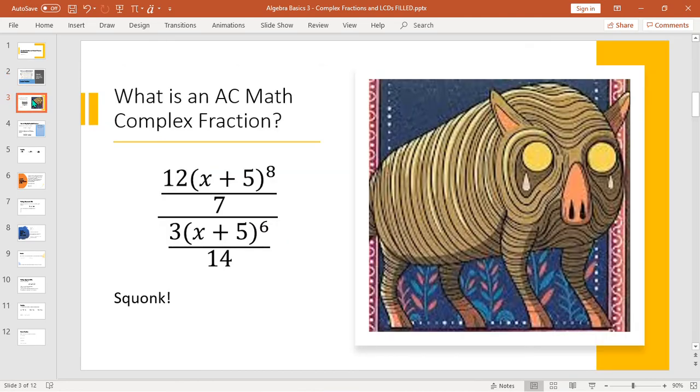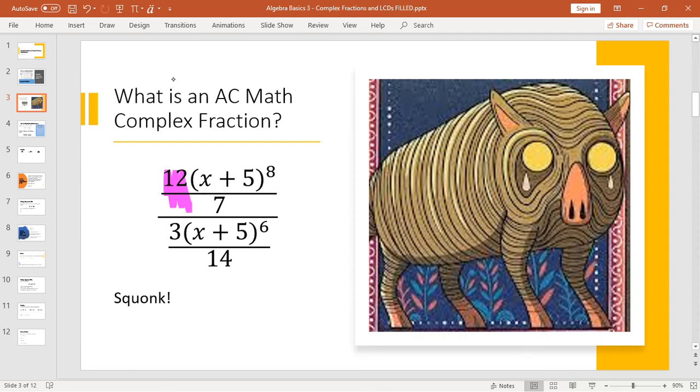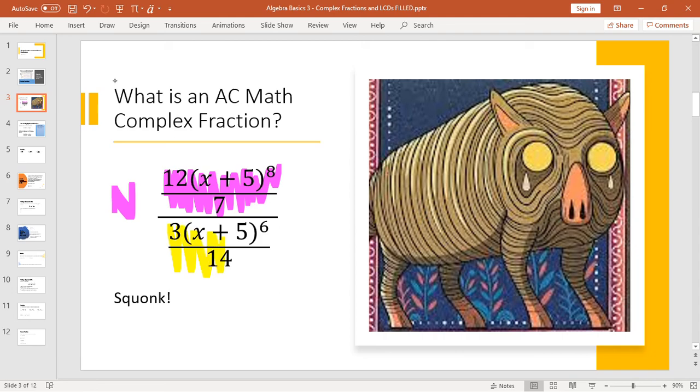So when we look at them in our class, we're going to have things that look like this. They're usually going to have binomials mixed with numbers, and it's going to be terrible. But we're going to work our way through them. So numerator in pink, denominator in yellow. So I really want to take that pink and divide it by the yellow. And here's how we're going to do it.